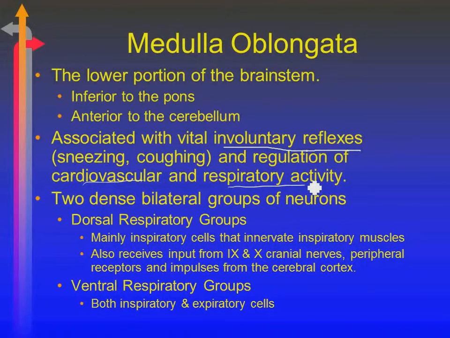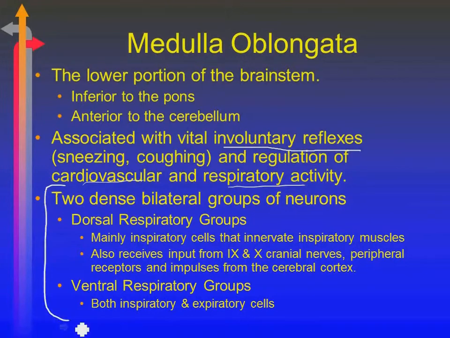Remember, you've got a 4-year-old who wants whatever inside the store, and they're going to hold their breath until they get their way. Well, the medulla oblongata is smarter than that. So, go ahead and pass out. You're not going to hold your breath until you die. We know better than that.